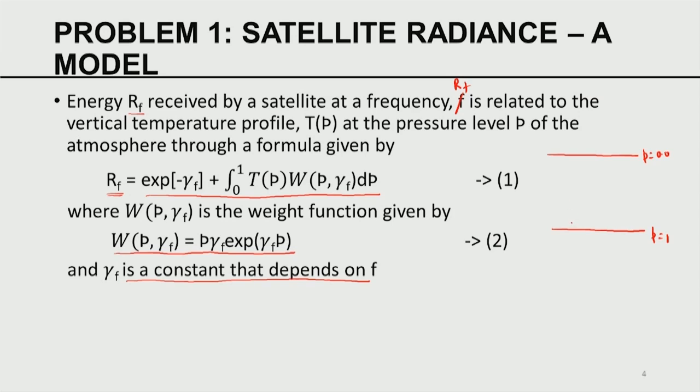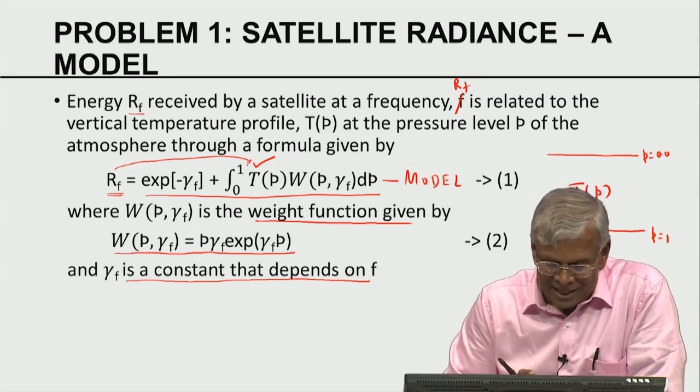So I am interested in trying to recover the temperature profile T(P), how T varies as a function of P when I go from sea surface level to different heights. The height is indirectly measured through pressure. So the weight function is given by P times the exponential. The energy is related by this equation, and this equation constitutes the mathematical model that we are going to be concerned with. T(P) is the temperature profile. So you can readily see the energy received is related to the temperature distribution with respect to pressure, and the formula is derived from the radiation physics. Let us not go into the derivation of this formula. Let us take this formula as granted.